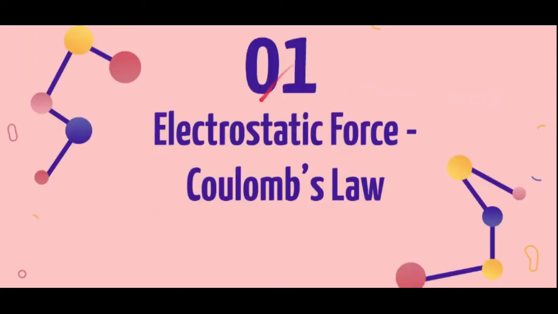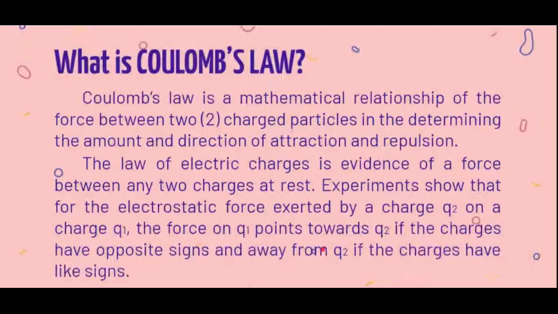Or electrostatic force. Now, what is Coulomb's law? Coulomb's law is a mathematical relationship of the force between two charged particles. And this relationship determines the amount and the direction of the attraction and repulsion. So what do we mean by attraction and what do we mean by repulsion? Attraction is that charges come together. Repulsion is that they are separating from one another. So by how much are they attracted to one another and how much are they repelled by one another?